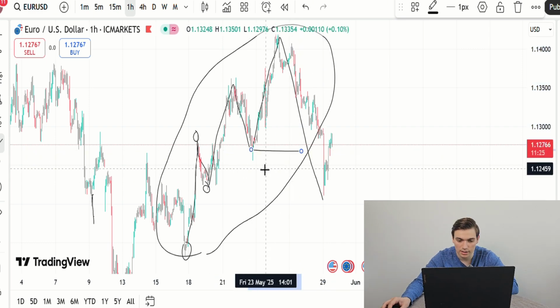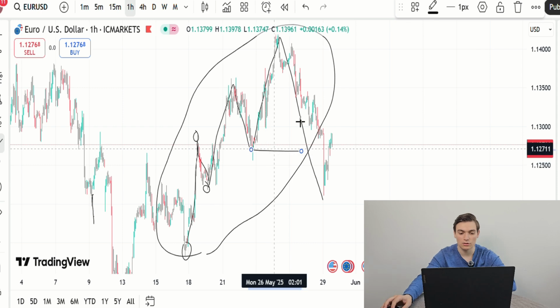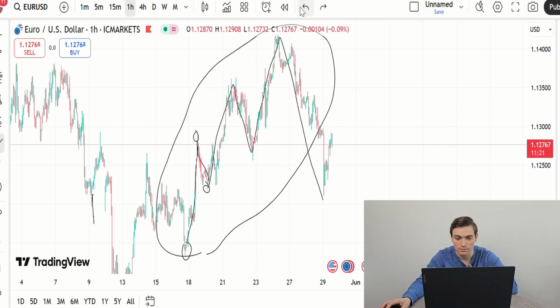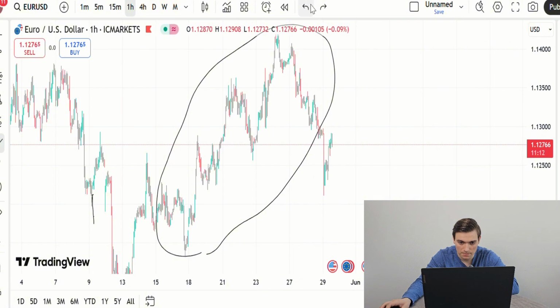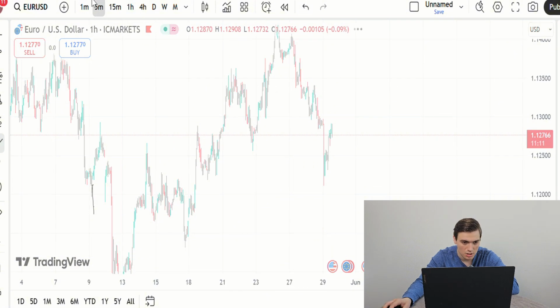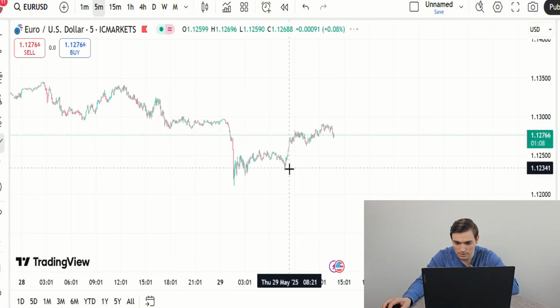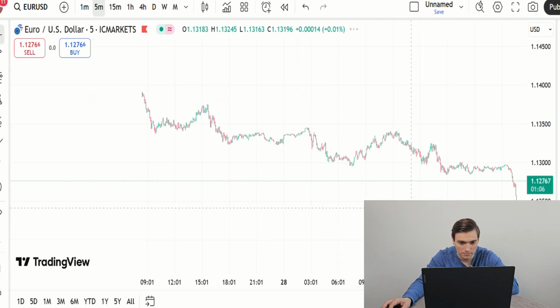This will be a market structure shift, but I'm not gonna go over that. I will do that in another video. But yeah, this is it. This is an uptrend. Now I'm gonna show you consolidation. Let me find the consolidation. Gonna switch to the 5-minute chart, and let me find it for you.